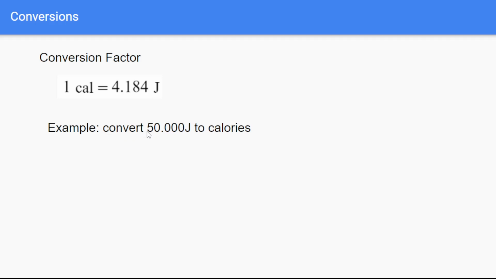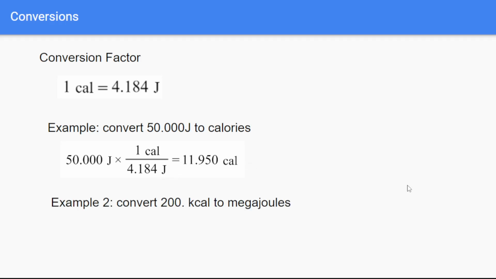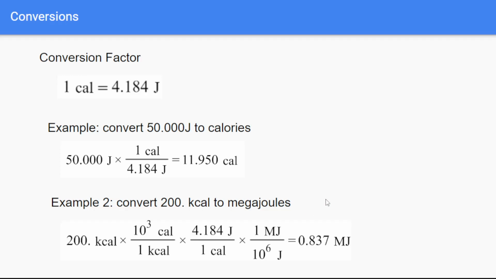An example of this is if you want to convert 50 joules to calories, you use that conversion factor. So 50 joules divided by 4.184 joules gives you 11.950 calories. But if you want to convert from kilocalories to megajoules, then for 200 kilocalories, you've got to convert from kilocalories to calories, then from calories to joules, and then from joules to megajoules, and you use dimensional analysis and cancel your units along the way.